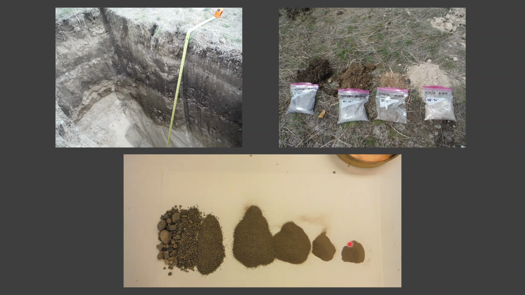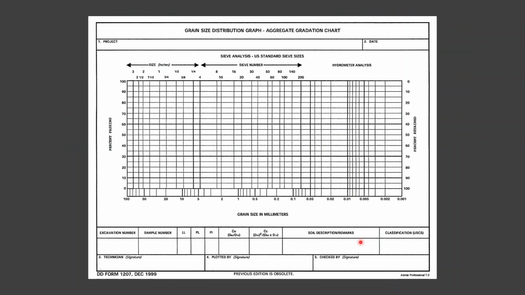And then this material right here represents what would pass a number 200 sieve. Or this material right here would represent the fines in that particular horizon of soil. Not nearly as much as I thought it would be.